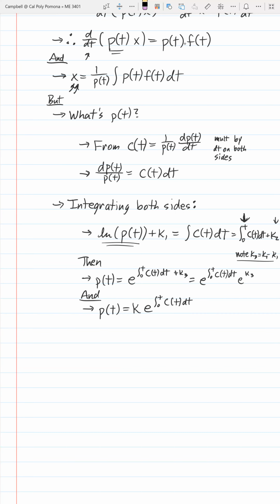We just integrate that C of t, and plug it in as the argument of the exponential function, multiply it by this K, and we're good to go. We have our P of t. And then what do we do? We run with that P of t right back up here, and we find our x. That's it.